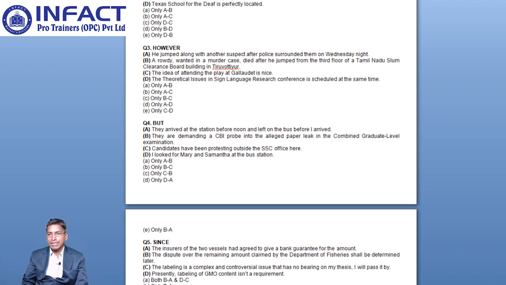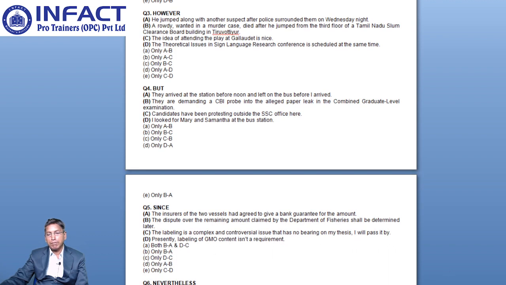Now, let us move to the next word that is given. That is question number 5. So, you have "since", and you have 4 statements following that. The first one, the insurers of the 2 vessels had agreed to give a bank guarantee for the amount, and the dispute over the remaining amount claimed by the Department of Fisheries shall be determined later. And statement C, the labeling is a complex and controversial issue that has no bearing on my thesis, and I will pass it by. The last one, presently labeling of GMO content is not a requirement.